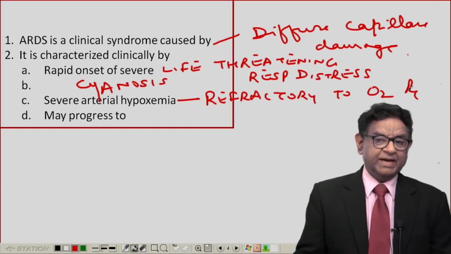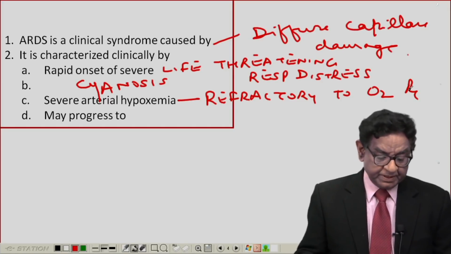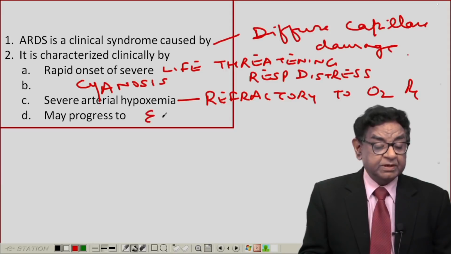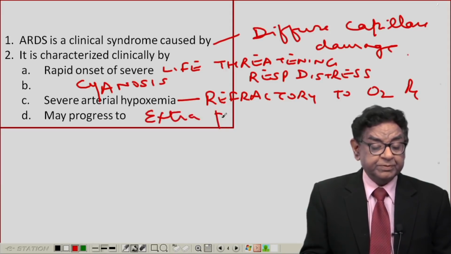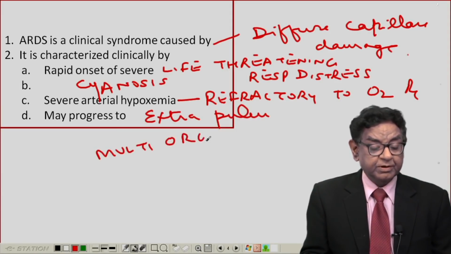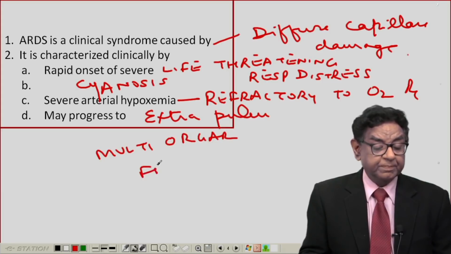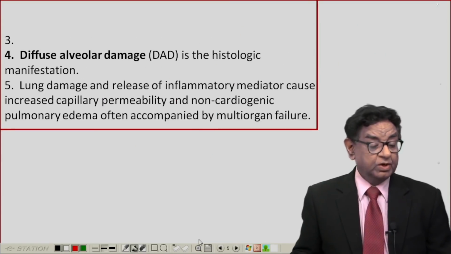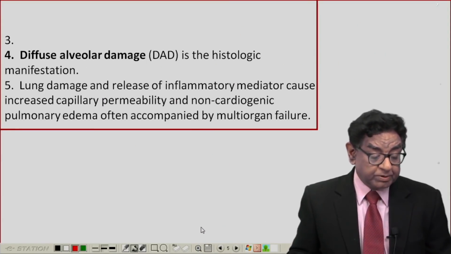So simply giving oxygen, maybe by nasal cannula or by mask, will not carry any meaning. It has to be given under pressure like PEEP, and it may progress to extrapulmonary multi-organ failure. This is about the basic concept. Well, we talk more about this thing.